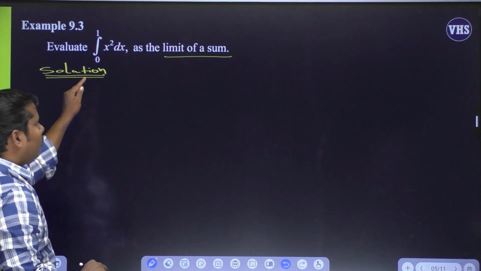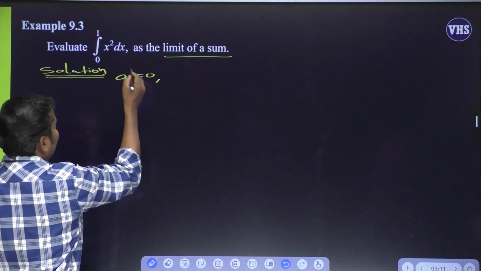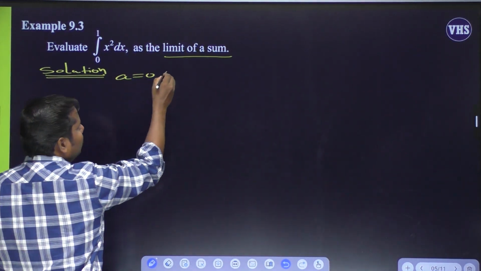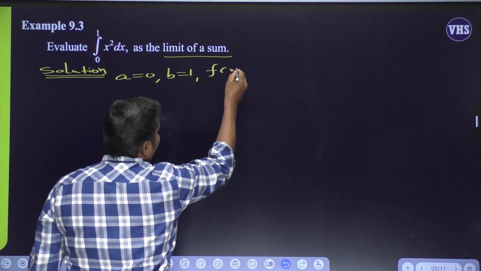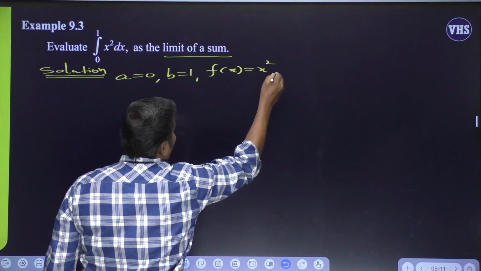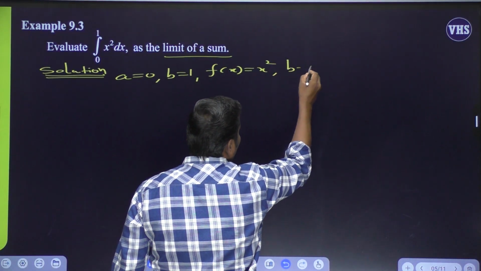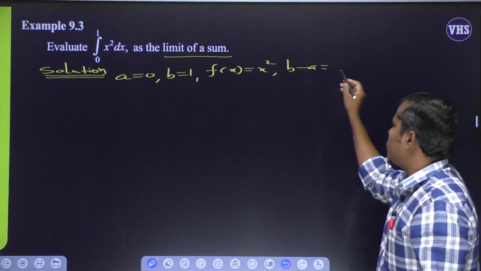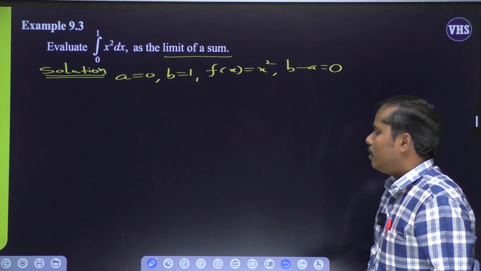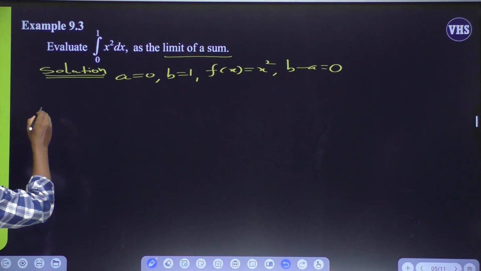So what is a here? a is the lower limit, which is 0, so a equals 0. What is b here? 1, b equals 1. What is f of x here? f of x equals x squared. Then you have to calculate b minus a. b value is 1, a value is 0. So 1 minus 0 is what? 1. Next we should write the limit sum formula without any mistake.